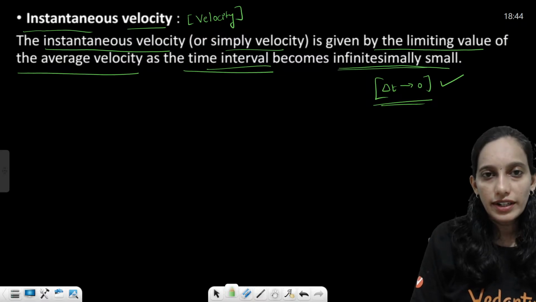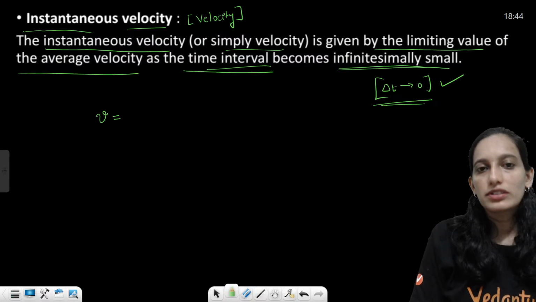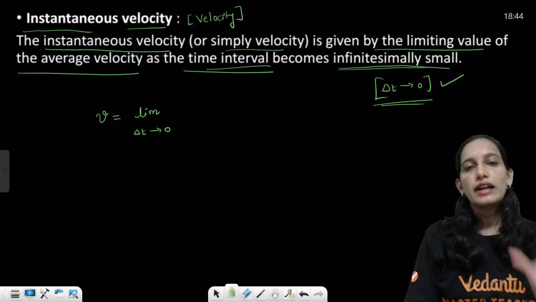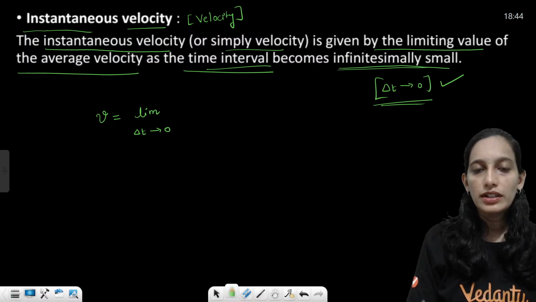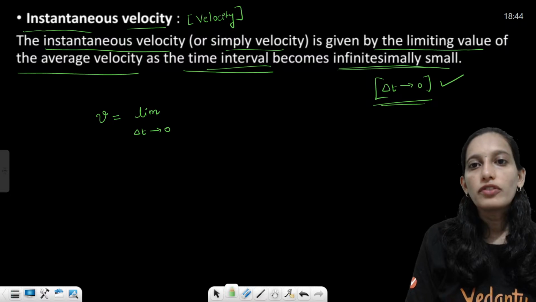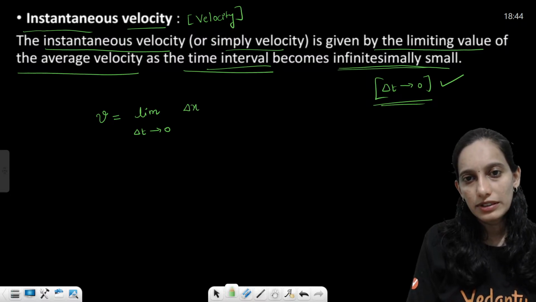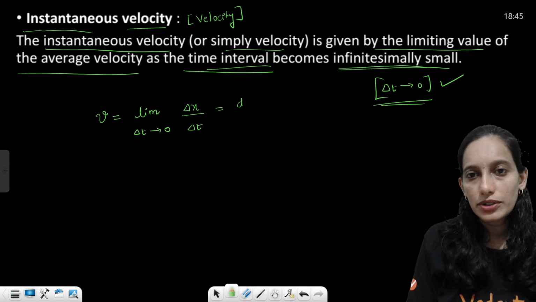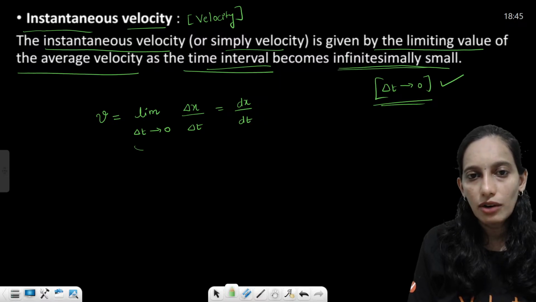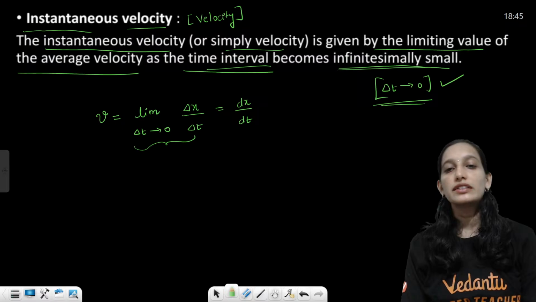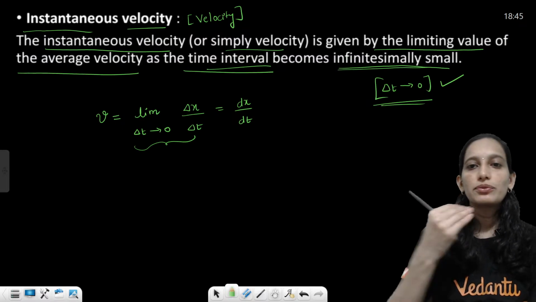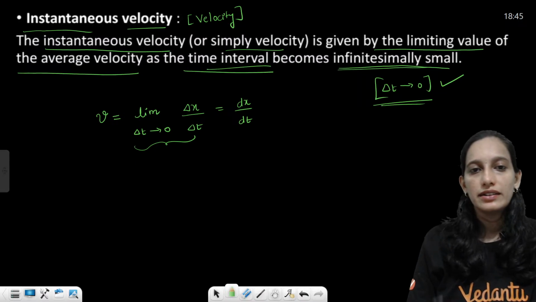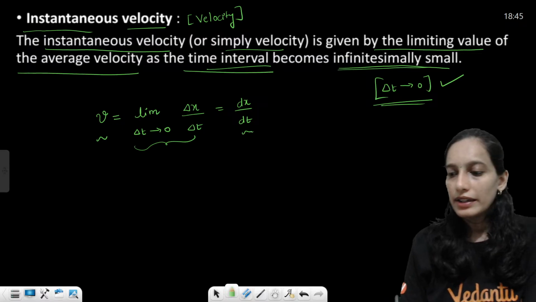Okay, so how can we write the notation. The instantaneous velocity v is equal to limit delta t tending to 0, as we are making the time interval small, of average velocity. What is the formula for average velocity? It is delta x by delta t. So this is nothing but equal to dx by dt. In maths we call it differentiation or derivative of x with respect to time. Okay, so v is equal to dx by dt. So velocity is dx by dt.